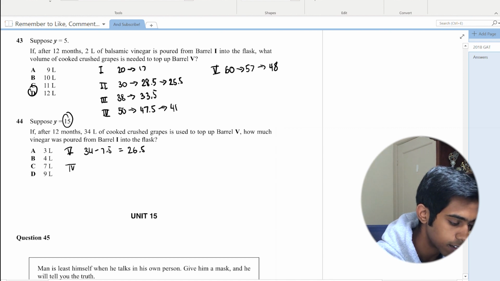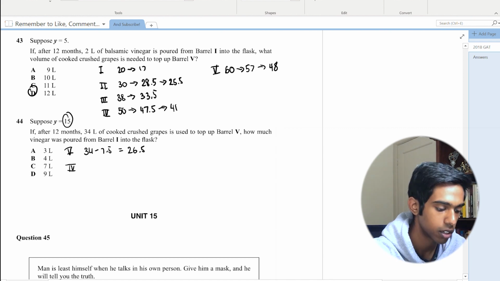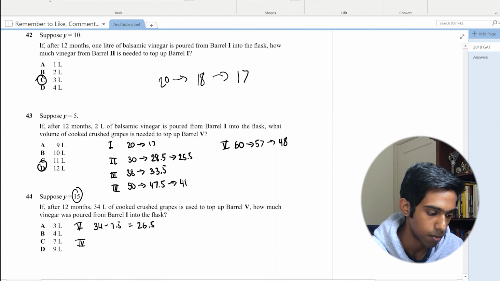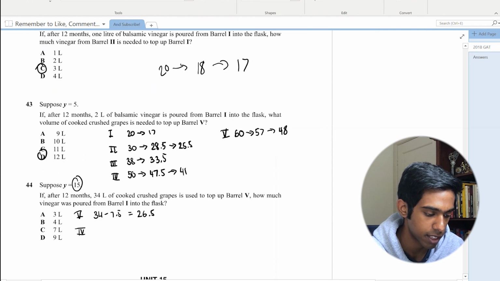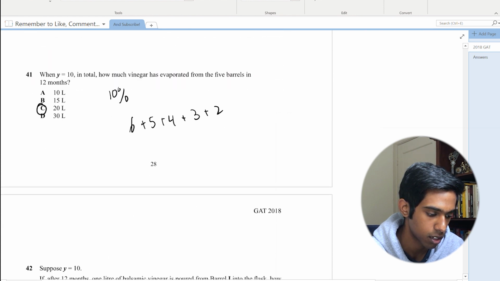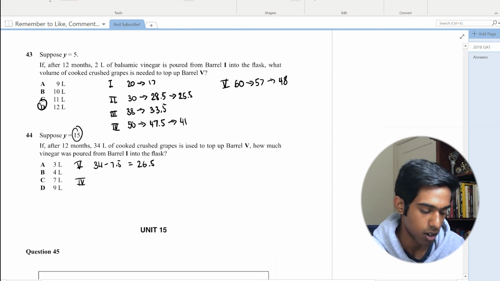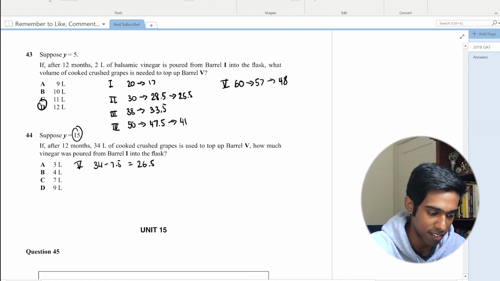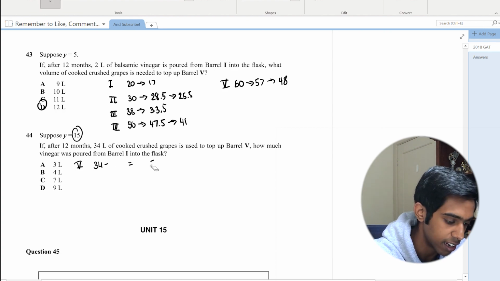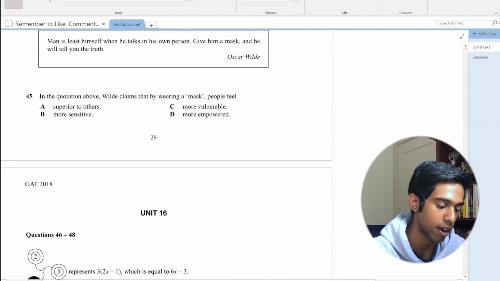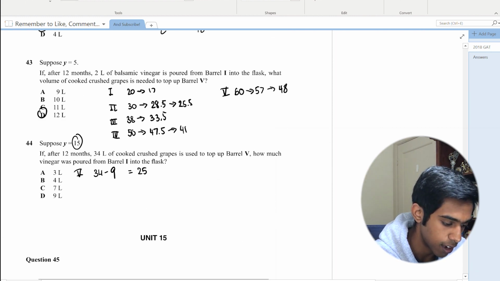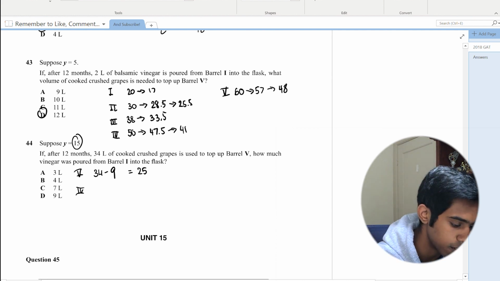So this is barrel 5. In barrel 4, we calculate how much would have evaporated. So if it was 50 liters, then the amount that's evaporating is going to be, I made a mistake. So in barrel 5, it's not 7.5, it's going to be 9 liters that's evaporating. So minus 9, because barrel 5 has a 60 liter size. So then we get 25. So we're filling 25 liters into barrel 4.